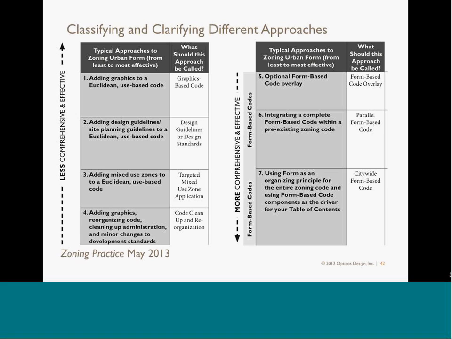The fourth approach is to be fairly comprehensive, where you're adding new graphics, reorganizing the code, cleaning up administration and procedures, and making minor changes to development standards. But you're still not thinking about form as the organizing structure. This can be a pretty effective effort, but we classify this as a code cleanup and reorganization.